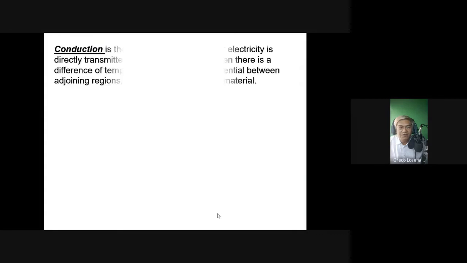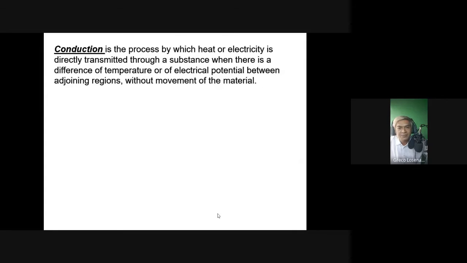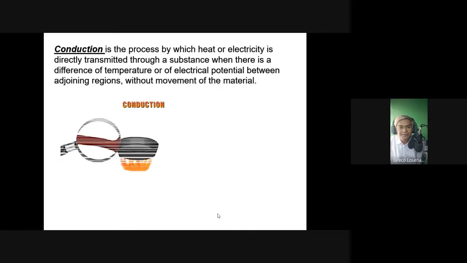Yes, you're correct. Because of the process of conduction. Conduction is the process by which heat or electricity is directly transmitted through a substance when there is a difference of temperature or of electrical potential between adjoining regions without movement of the material.